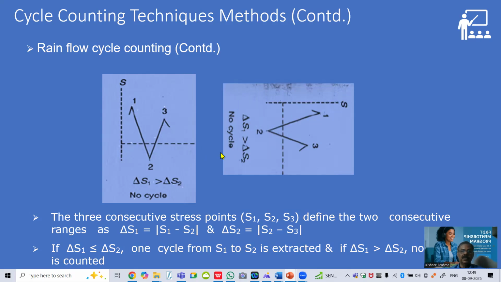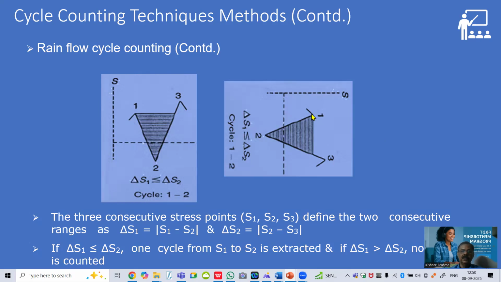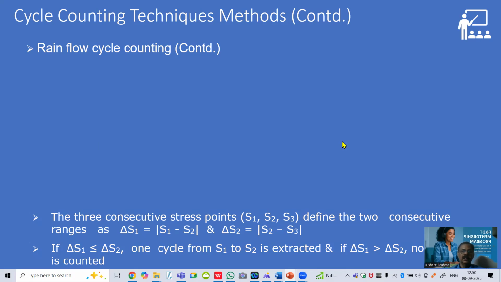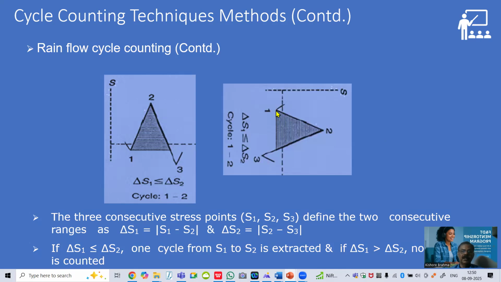For the given example, when it's rotated by 90 degrees, one can see that water, if it flows at 1, will not get stopped by 2, 3, because delta S1 is greater than delta S2. But in an example where, rotated 90 degrees, 1 is below 3, if water starts flowing from there, it will get stopped by 2, 3. So delta S1 is less than delta S2, that is between 2 and 3. In another example also, it can be visualized that water flows from the left side, and again it gets stopped by 2 and 3. So obviously it will form a cycle.